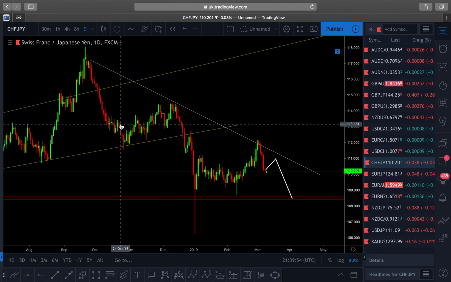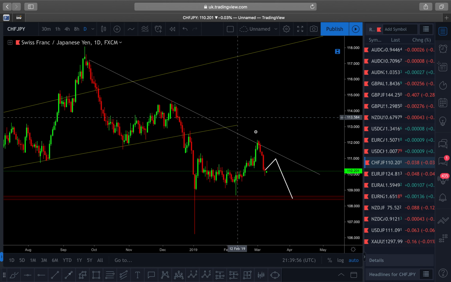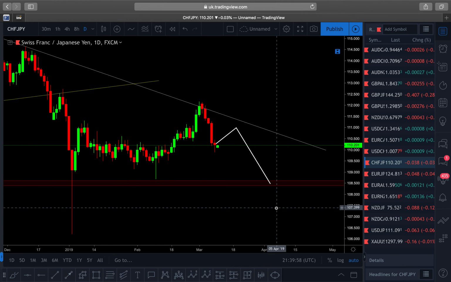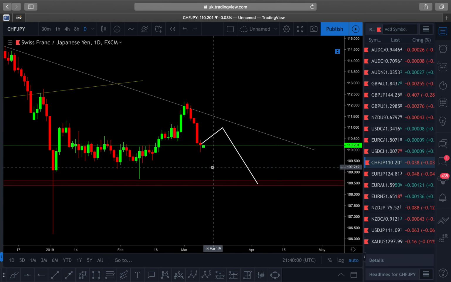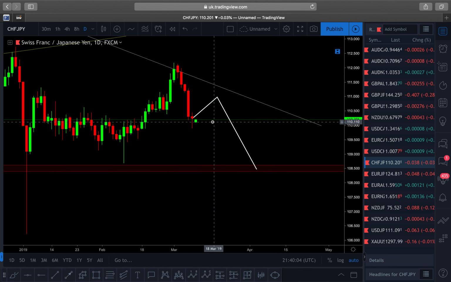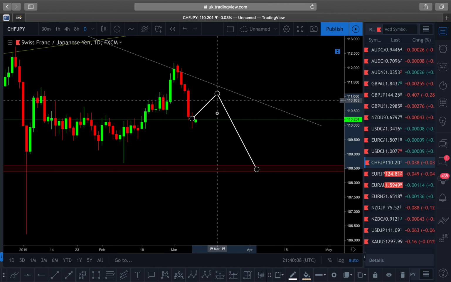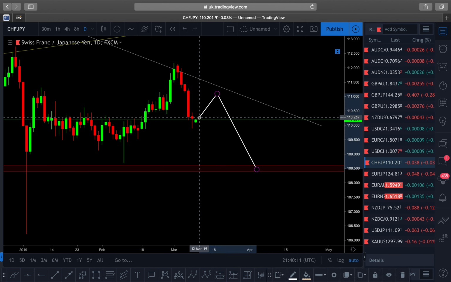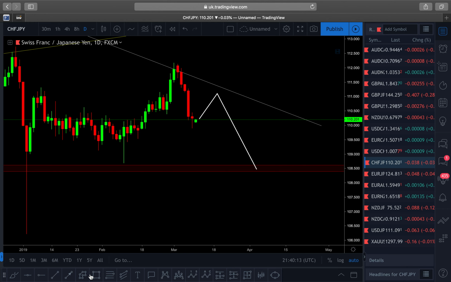CHFJPY. We can see on a daily time frame we've gotten a reaction off this trend line. You know, the market declined by nearly 200 pips when it touched that trend line. Got a three pin formation over there as well, and the market was on a free fall. Any sort of pullback that I get from this move, I'm going to execute further sells on this pair. I'm going to execute further sells on CHFJPY.